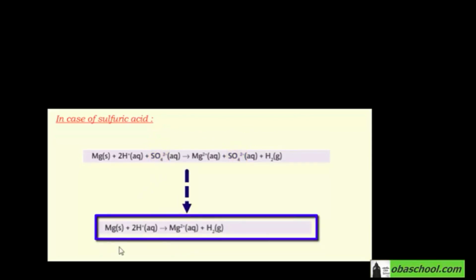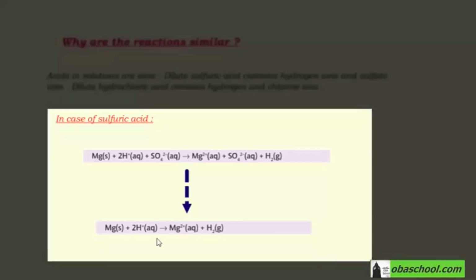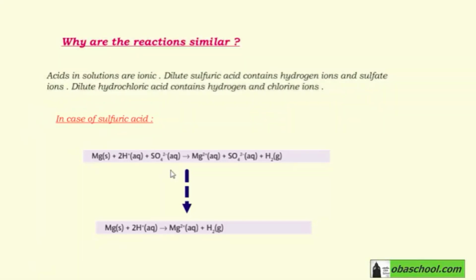So we have magnesium plus 2H+ without the sulfate reacts to give Mg2+ ion plus hydrogen gas without the sulfate. So this is the main reaction for the reaction between magnesium and sulfuric acid after removing spectator ions.